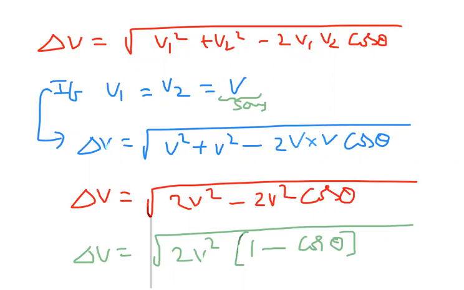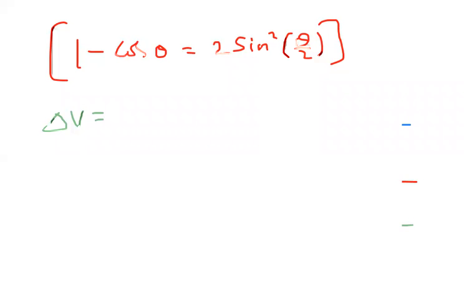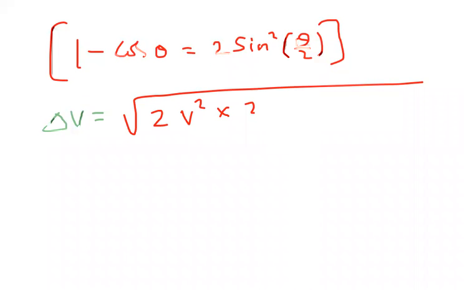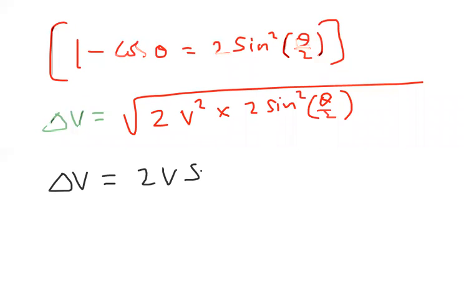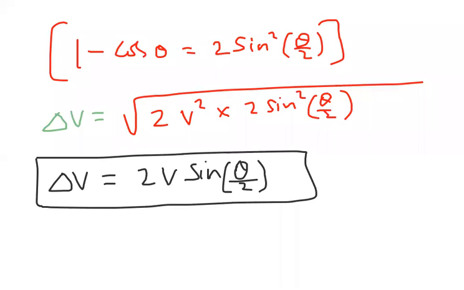In the place of 1 minus cos theta, I am putting 2 sin square theta by 2. So delta V is equal to square root of 2V square into 2 sin square theta by 2. So 2 into 2, 4. So square root of 4 is 2. And square root of V square is V, and sin theta by 2. So this is the format of delta V when V1 and V2 are equal to V. V1 and V2 both are equal to V. We can write like that.